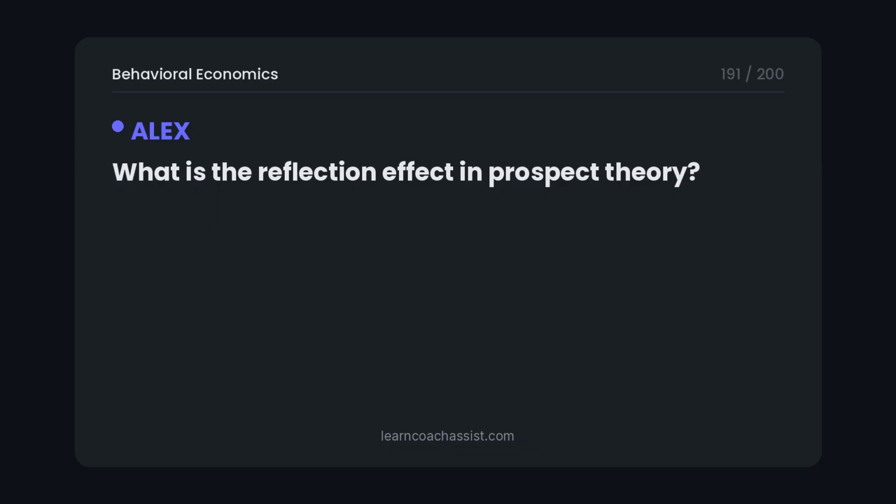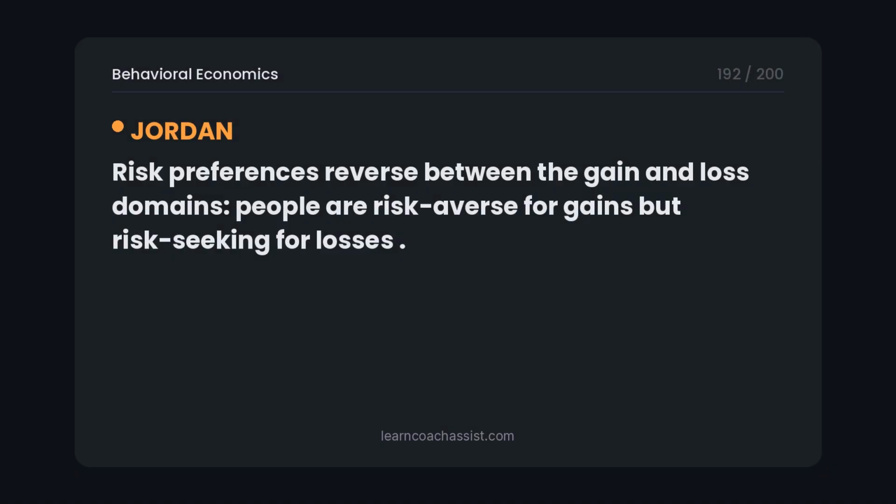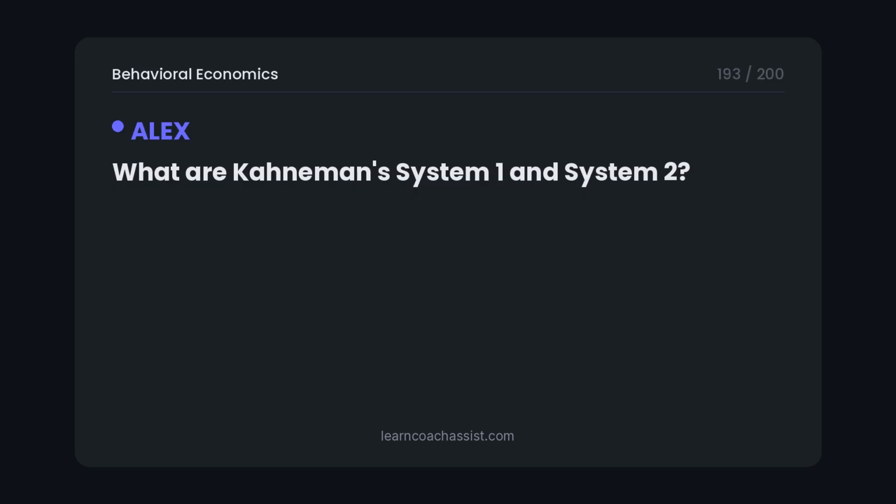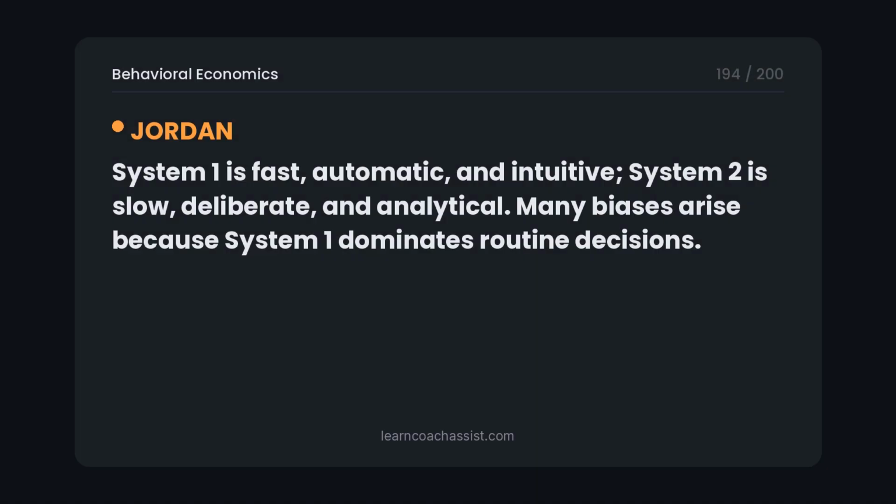What is the reflection effect in prospect theory? Risk preferences reverse between the gain and loss domains. People are risk-averse for gains but risk-seeking for losses. What are Kahneman's System 1 and System 2? System 1 is fast, automatic, and intuitive. System 2 is slow, deliberate, and analytical. Many biases arise because System 1 dominates routine decisions.